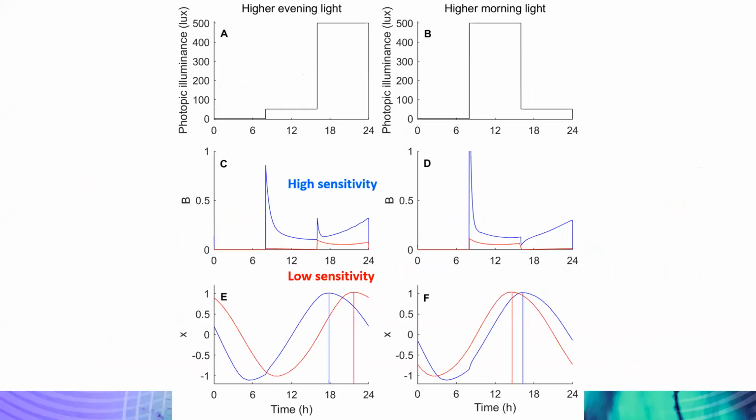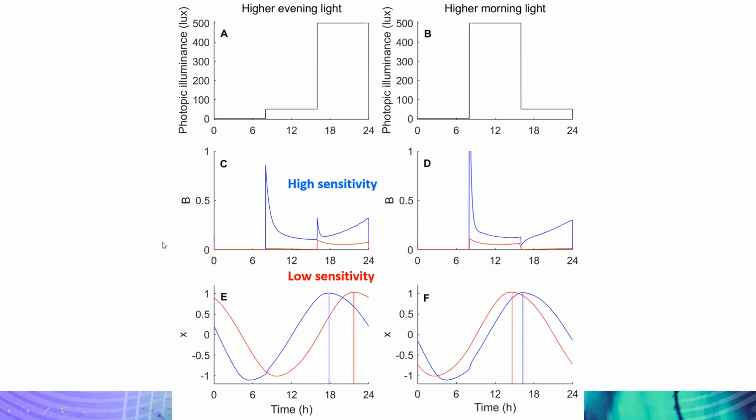Imagine an individual with higher evening light, so they've got relatively low light levels throughout the daytime, and then this very high evening light level. These are, of course, extreme cases just to demonstrate what's going on. And then you've got an individual who gets most of their light exposure in the morning, on the right. Then we can look at how that translates into the inputs to the model.